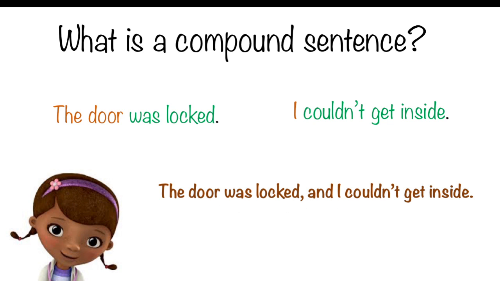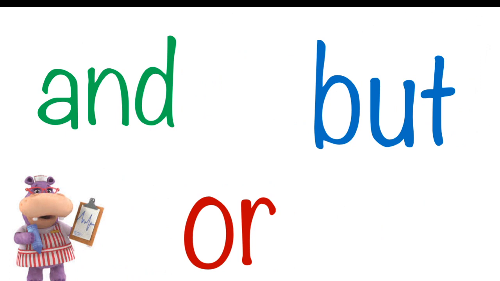Compound sentence. Very good. So now when you understand what is a compound sentence, I will move on to the next topic. I will move to these words: and, but, or. These words we call conjunctions. What do we call them? Conjunctions, or conjunction words.